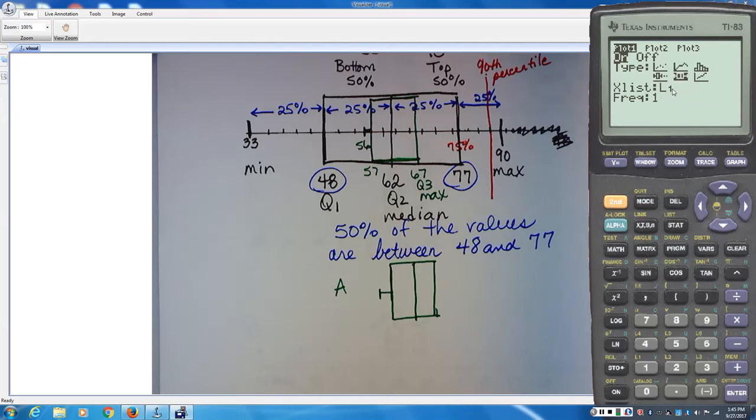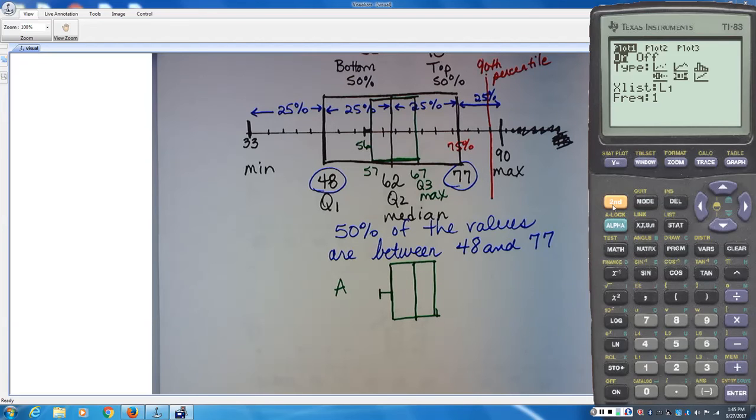And notice that as soon as you make that choice, it only looks at the frequencies for list 1. It looks at list 1's data. So you hit enter, move down, make sure it says list 1, hit enter, and then just stay there.